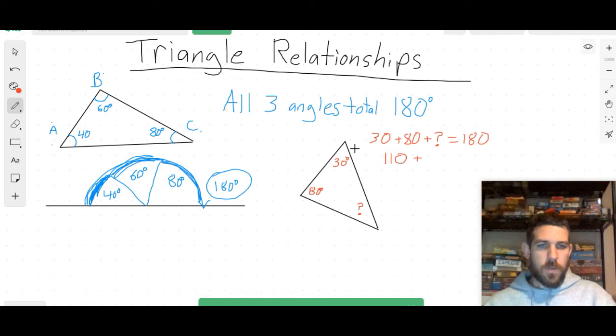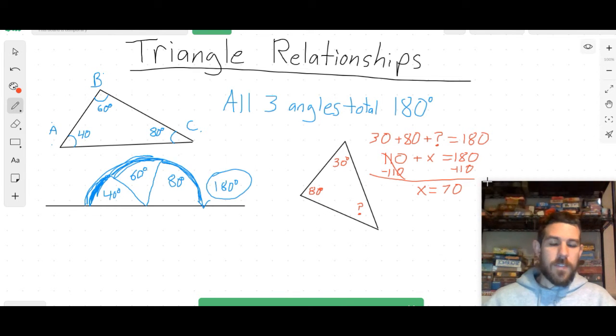And I'm going to switch this question mark to an X just to make it look a little more algebraic. And how can I get to 180 from 110? Well, if I subtract 110 from 180, I will figure out that my missing number must have been 70. Is that what you said? Did you say 70? And so hopefully you said this missing angle was a 70 degree angle, because that's the only measurement that would add up to 180.